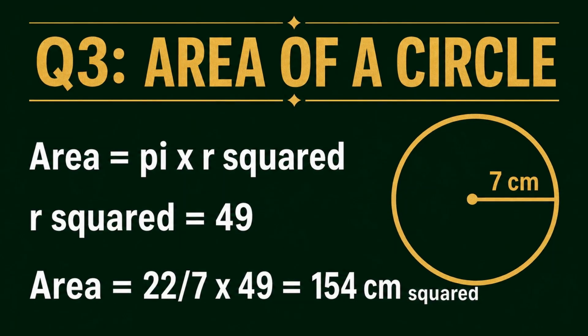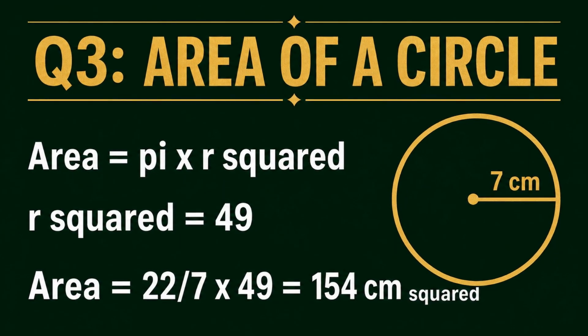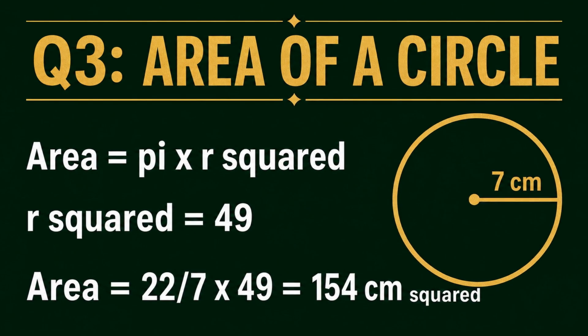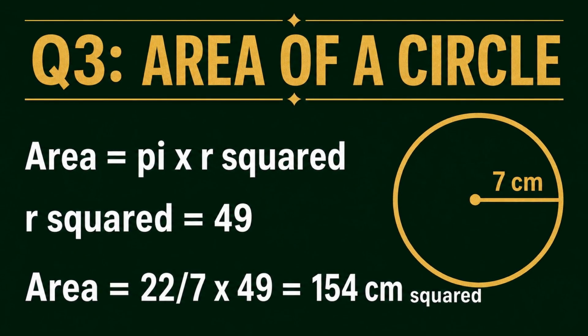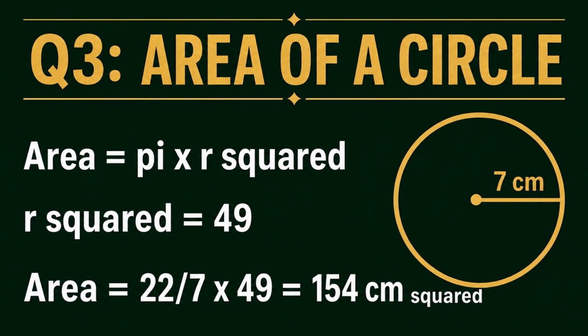Question 3. Find the area of a circle with radius 7 centimeters. Take pi as 22 over 7. The formula for the area of a circle is pi times the radius squared.